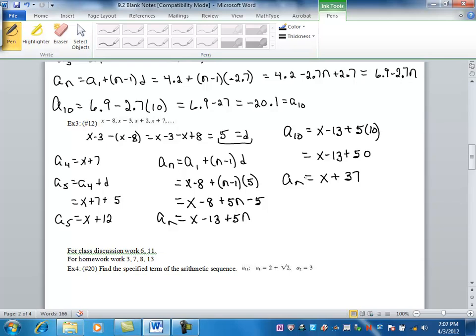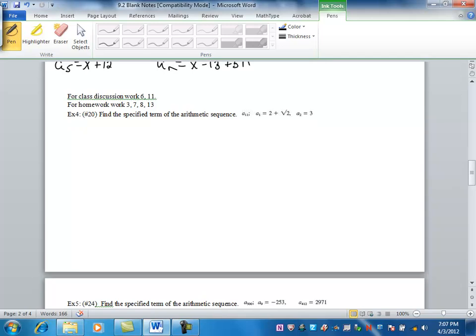I give you a couple problems for class discussion. I give you a couple problems to work for homework there. Certainly if you have questions, bring them along. Now, let's take a look at our next example here.